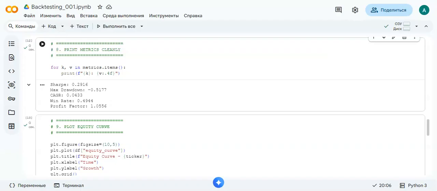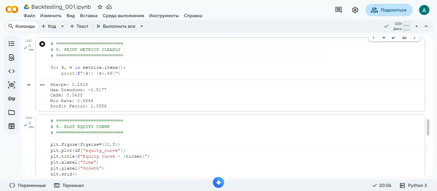So for example, if we're using 1 million of equity, it means that over 500,000 USD can be lost at one point in time. Compounded annual growth rate is just 4%, not really much. Win rate is just almost 0.5. Not bad, but not the best, of course. And profit factor is 1.0556. This is not bad actually, but it can also be improved further.